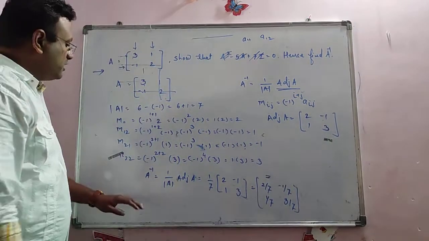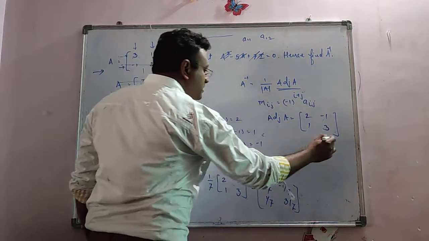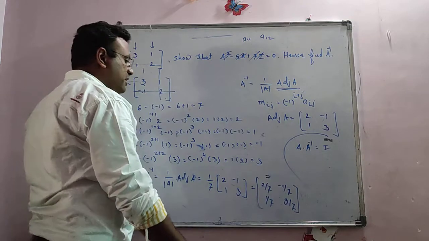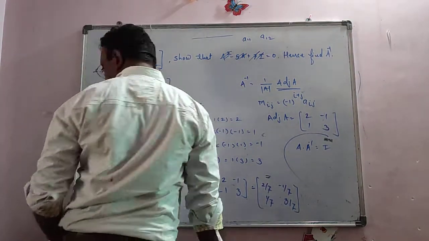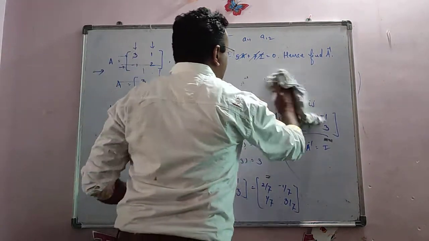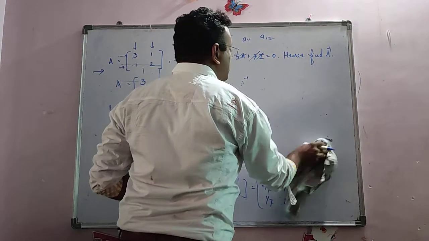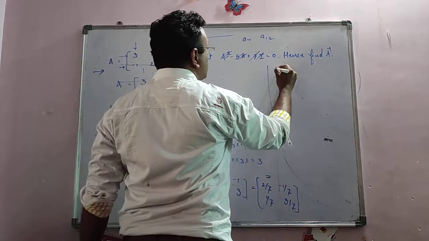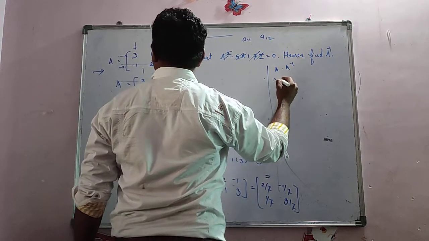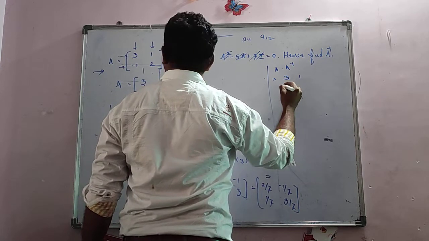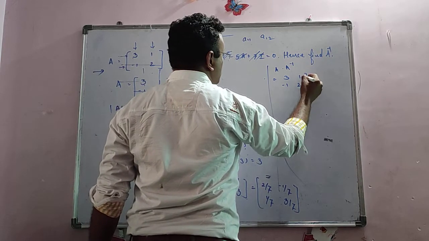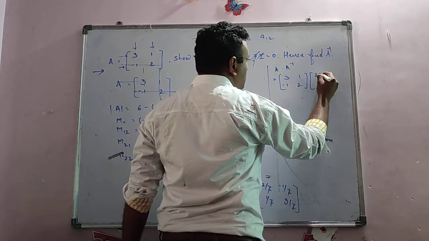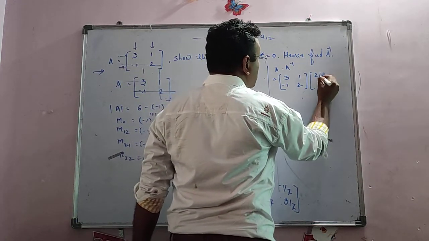If you multiply, this is the test: A into A inverse is I, the identity matrix. So we will check whether we have done it correctly or not. You don't have to do this in the exam, but simply for our understanding, we will try this. What is A? 3, 1, minus 1, 2. What is A inverse? 2 by 7.